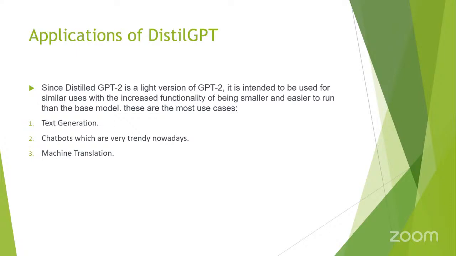And then we have machine translation. If we want to translate from one language to another language, since we already know GPT-2 can be useful for different languages, we can use this. So these are all the applications of DistilGPT.